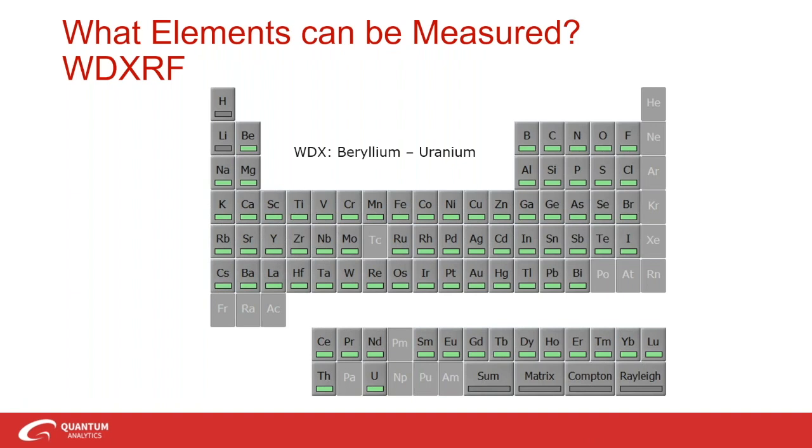Now, when we think about the range of elements that can be analyzed by the two different techniques, with a WDXRF you actually have a little bit more capability here. You're able to measure from beryllium all the way to uranium, or if you like the numbers, from 4 to 92. And WD is usually the preferred method for light elements and rare earth type samples.